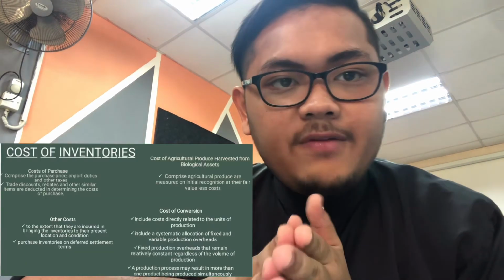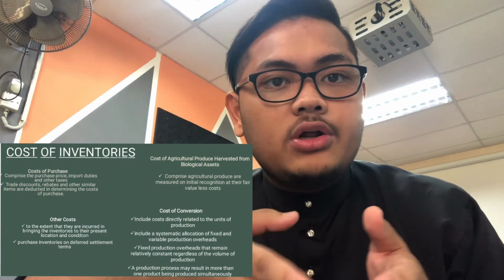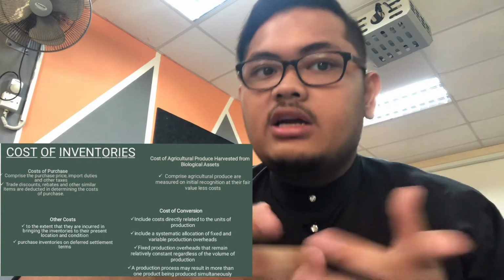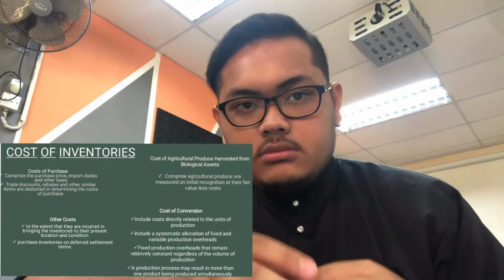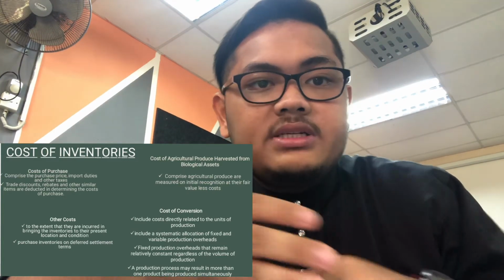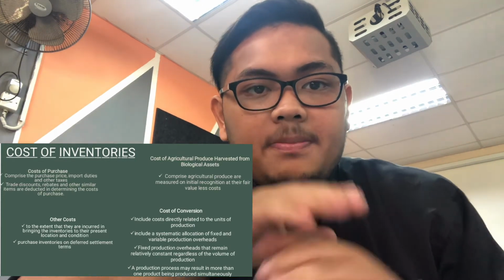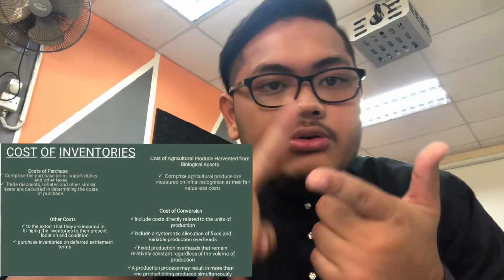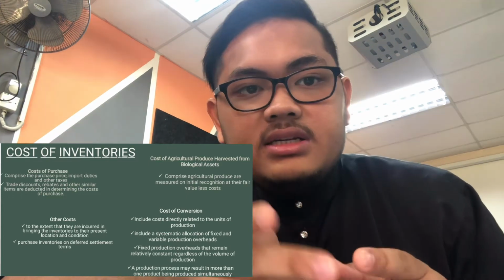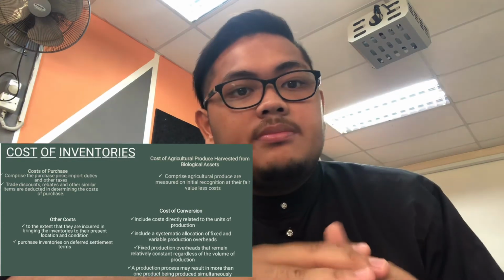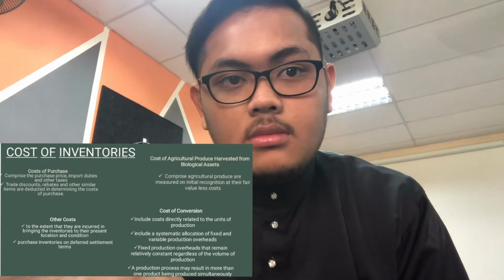For the cost of inventories, the cost of inventory shall comprise all costs of purchase, cost of conversion, and other costs incurred in bringing the inventories to their present location and condition. For the cost of purchase, it comprises the purchase price, import duties, and other taxes. Trade discounts, rebates, and other similar items are deducted in determining the cost of purchase.